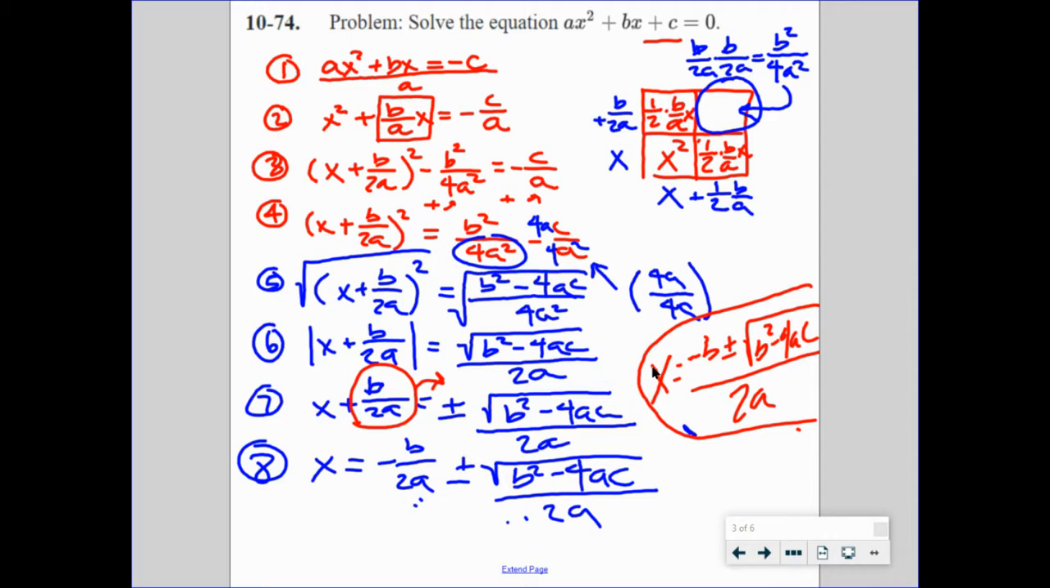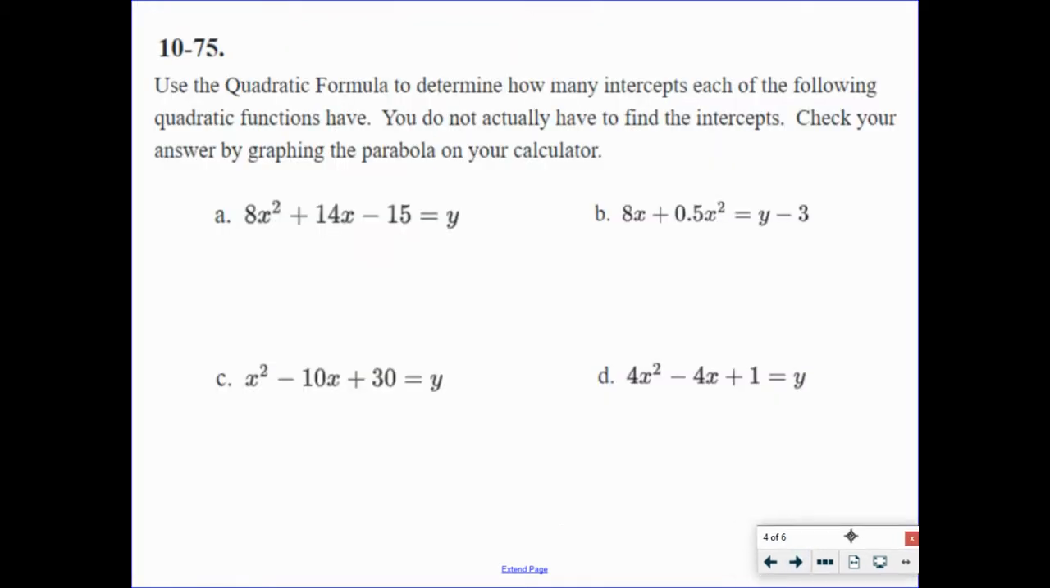All right, moving on. I want you guys to try these. Pause the video here if you remember what we did in class last week involving the discriminant. You do not have to solve all of these, but find how many solutions each one of these has. All right, so pause the video here.